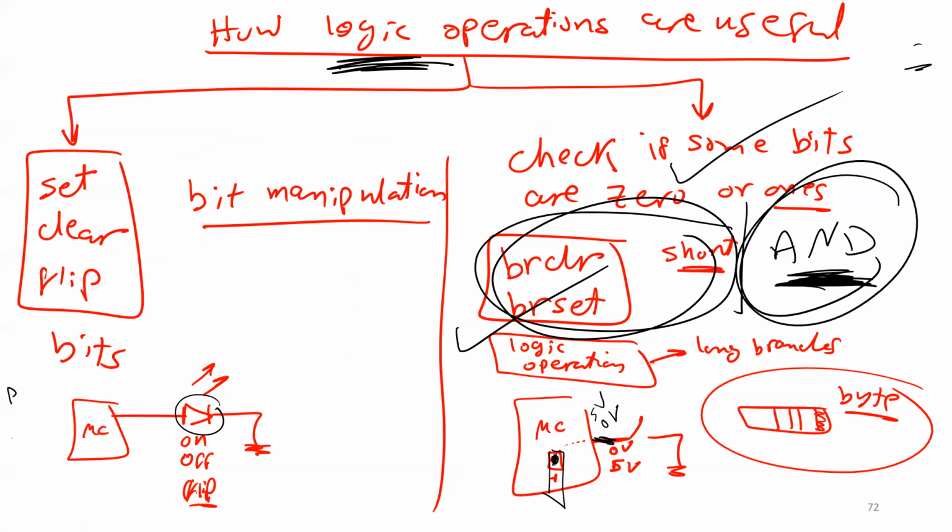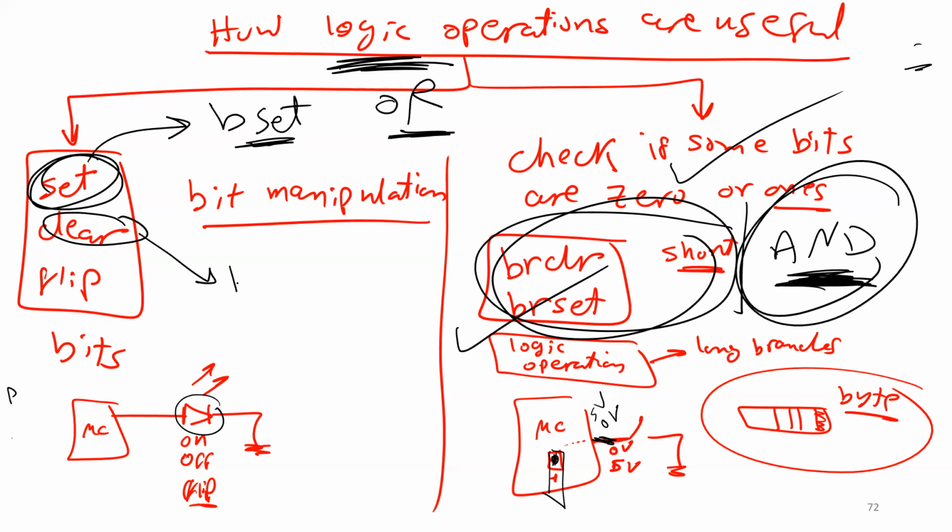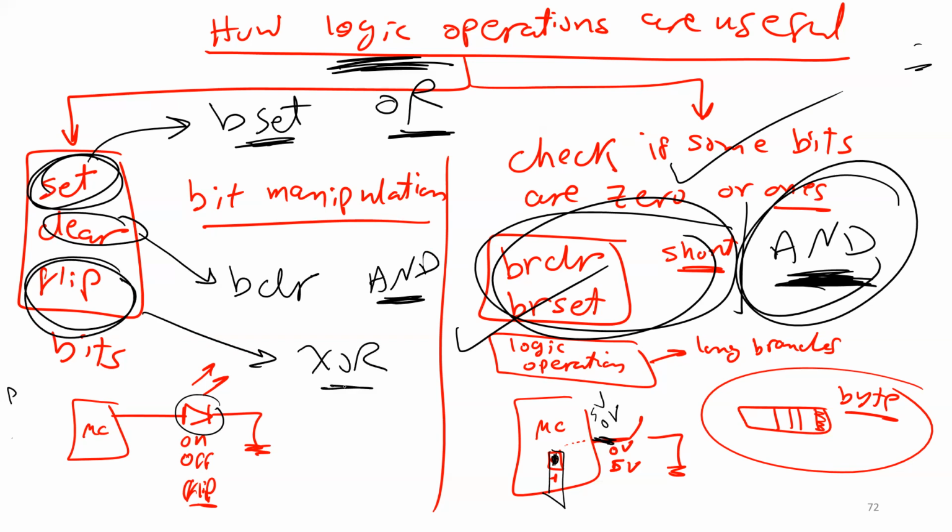So let's explain. If you want to set a bit, what instruction do we have to use? For this one we have an instruction, guys. We call it bit set. That's a very good way. Or, as another approach, you can use logic OR. How can you clear? To clear you can use an instruction we call bit clear, or you can use logic AND. If I want to flip some bit, we have only one way. You have to use the XOR instruction. You don't have another way.